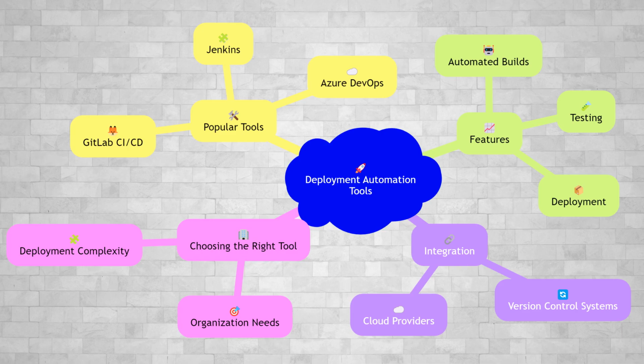There are several tools available for automating deployments, each with its own features and benefits. Jenkins, Azure DevOps, and GitLab CI/CD are popular choices for setting up deployment pipelines. These tools provide a range of features, including automated builds, testing, and deployment, as well as integration with various version control systems and cloud providers. Choosing the right tool depends on the specific needs of the organization and the complexity of the deployment process.